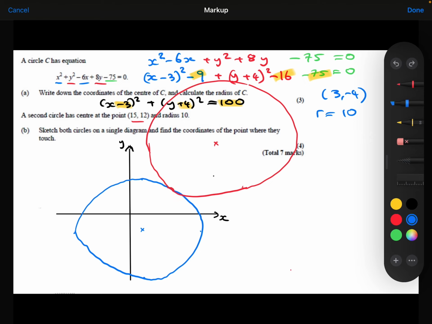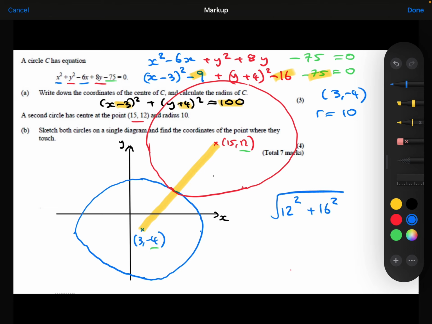Well, the centres of the circles were the points (3, minus 4) and (15, 12). If I work out the distance between those two, which I can do by working out the change in the y coordinates and the change in the x coordinates and doing a bit of Pythagoras. So the change in the x coordinates from 3 to 15 is 12. The change in the y coordinates from minus 4 to 12 is 16.